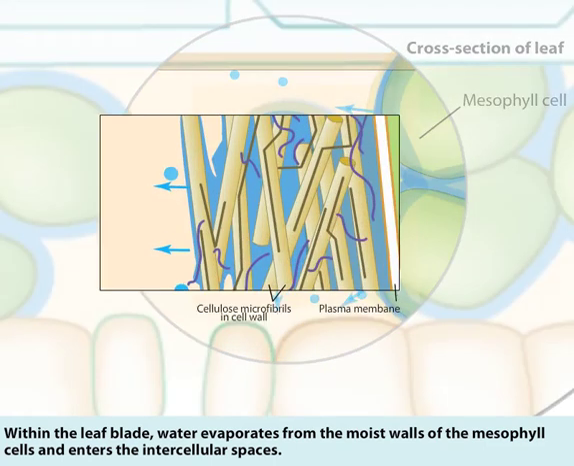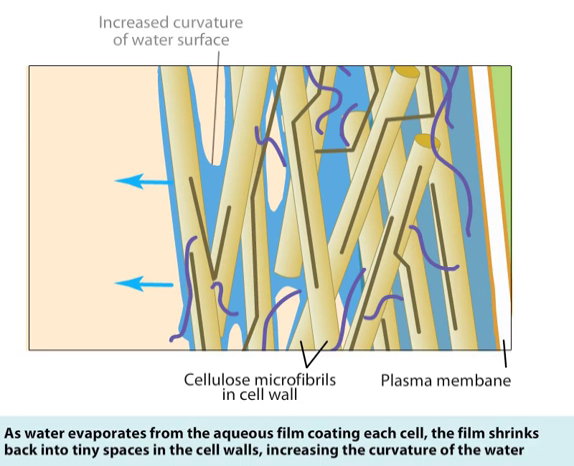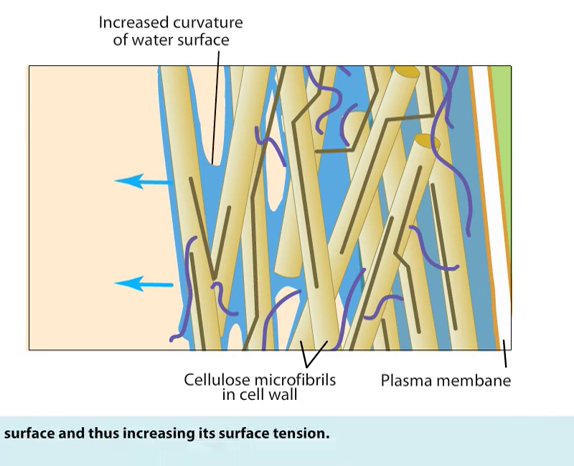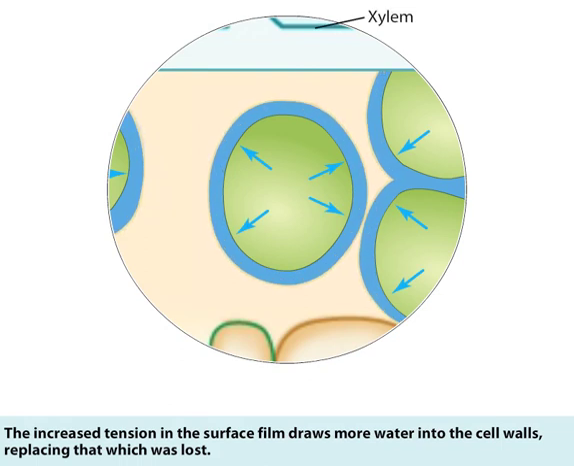As water evaporates from the aqueous film coating each cell, the film shrinks back into the tiny spaces in the cell walls, increasing the curvature of the water surface and thus increasing its surface tension. The increased tension in the surface film draws more water into the cell walls, replacing that which was lost.